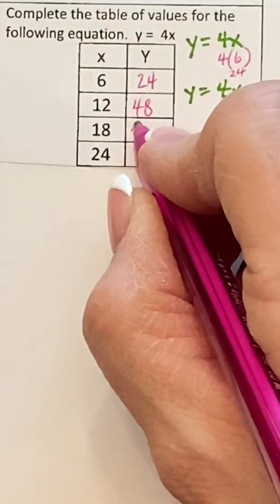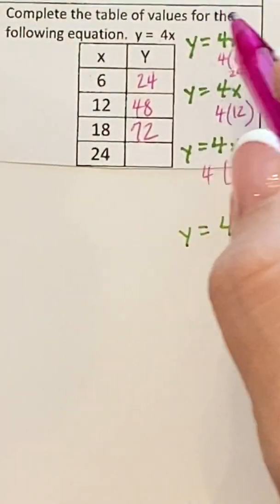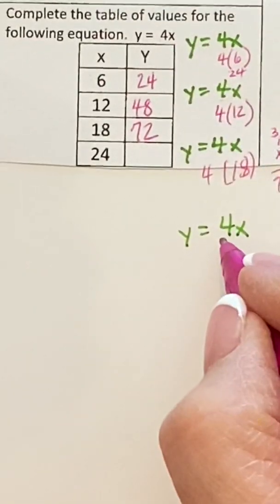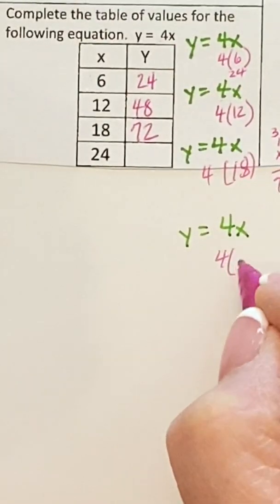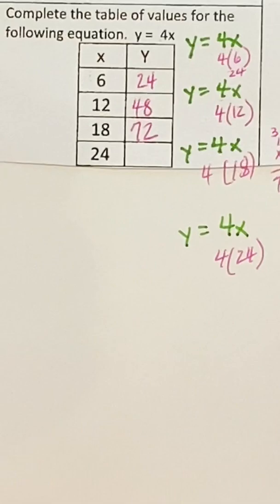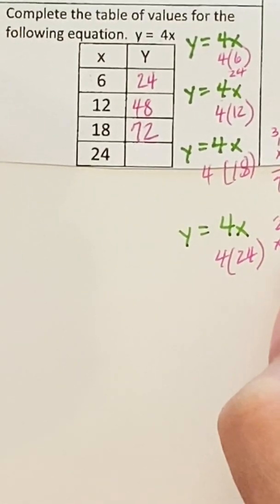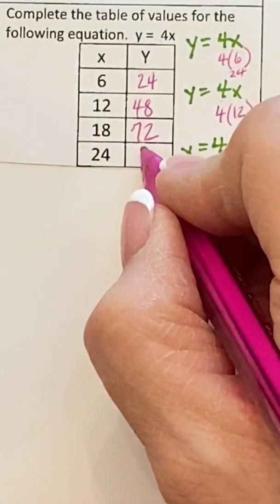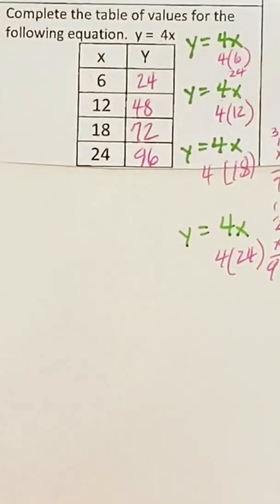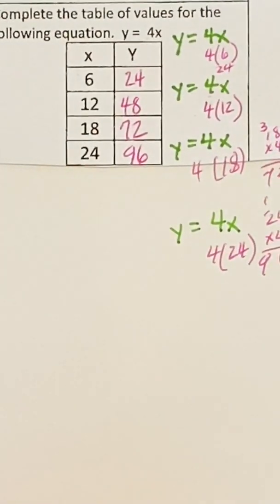72. And then the last one, replace here. It just made it so much easier to go ahead and write that little equation off to the side. So 24 times 4. I hope you're kind of learning by these little gimmicks. 4 times 2 plus 1 equals 9. So the last one is 96. Awesome deal. Awesome, awesome, awesome deal.